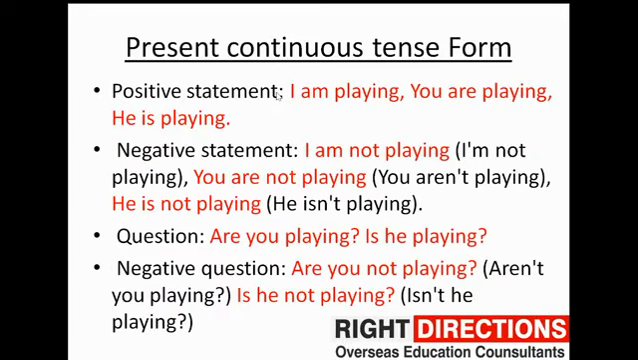Now here comes the present continuous tense form. Positive statement. For positive statement, examples are I am playing, you are playing, he is playing. For I we will be using am, ठीक है? After I we will be using am. For the plural category we are using are, and for singular we are using is.